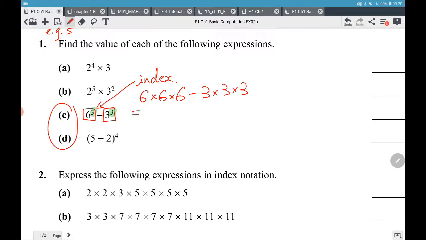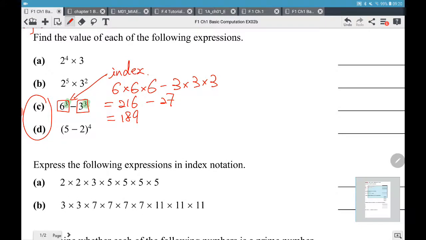And therefore, we should have 216 minus 27. And as a result, we should have 189. It should be our answer. So we put 189 as our answer. And then look at part D.